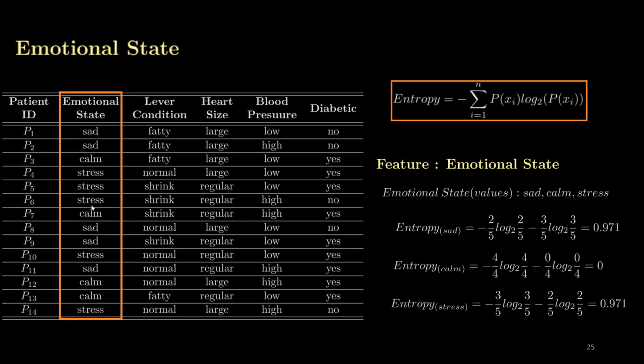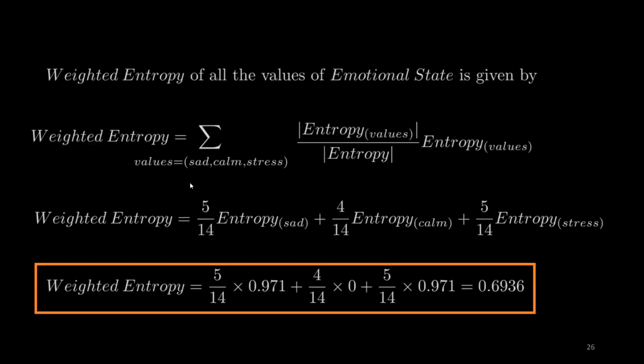So the total samples in the emotional state are 14. Sad appears 5 times, calm 4 times, and stress 5 times. Therefore, the weight of sad is 5 by 14, the weight of calm is 4 by 14, and the weight of stress is 5 by 14.